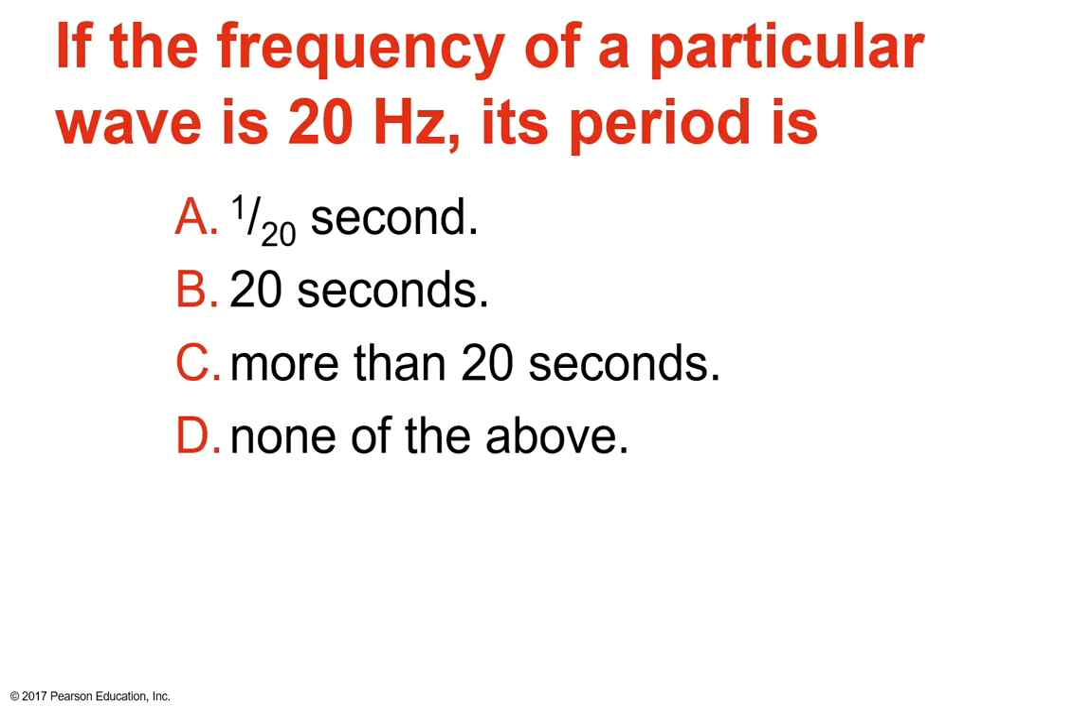Second question. If the frequency of a particular wave is 20 hertz, its period is... I'm trying to focus. Just 20. Okay. Wait, no, we said that for 1 hertz, it's 1/2 of a second. No, that was 1 over a second is a hertz. I'm not gonna do this one. Gabby's right, but I'm gonna do it.